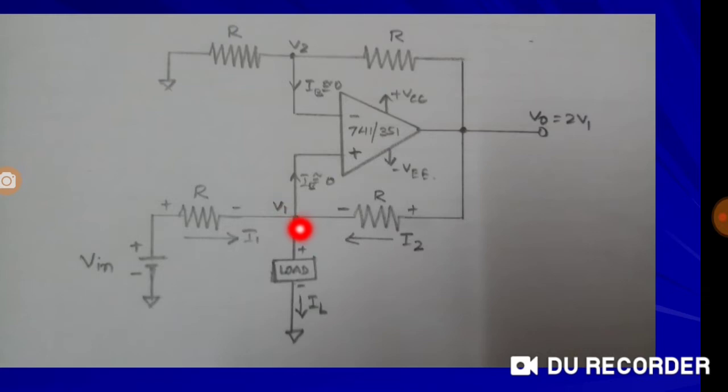These two currents come at this node V1 and go through the load IL, which is grounded at one point over here. On the other input terminal, that is the inverting input terminal, if you look, two resistances, both of value R, are connected. On one side R is grounded and on the other side R is connected to the output terminal. So this is the circuit that we'll be referring to.